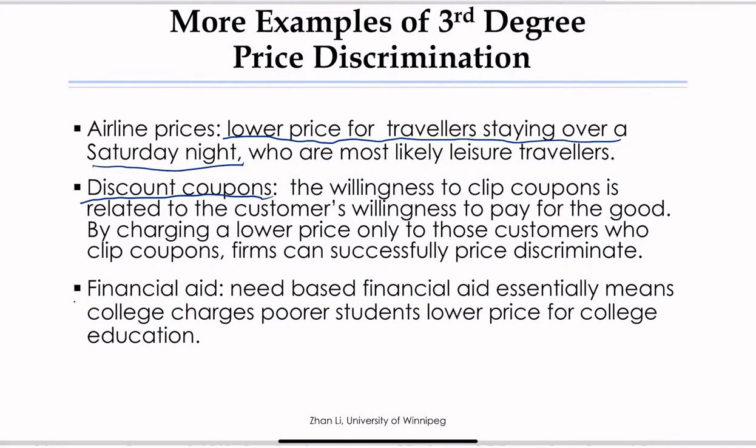And then the third case is the university financial aid. So need-based financial aid essentially means if you have some financial difficulties, then you can get a lower price for college education. Right? So this is also a third-degree price discrimination.